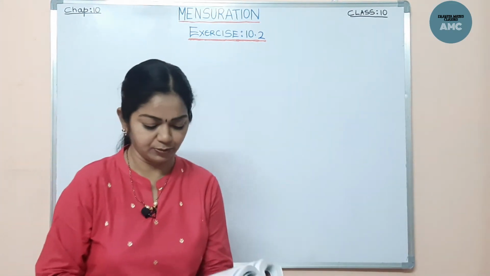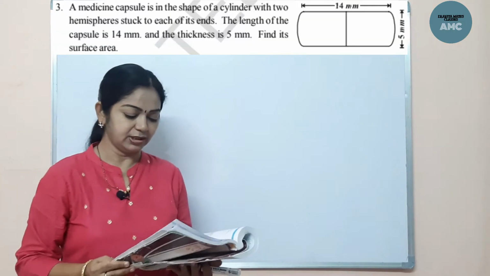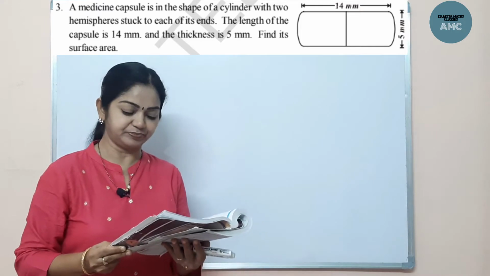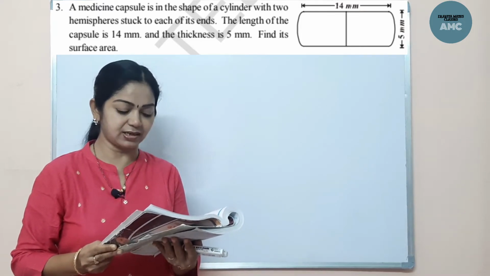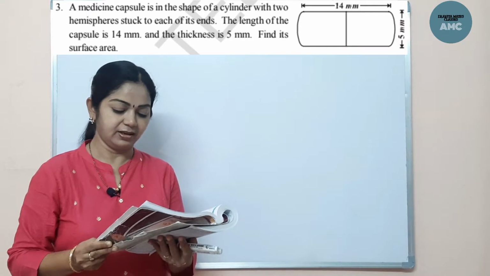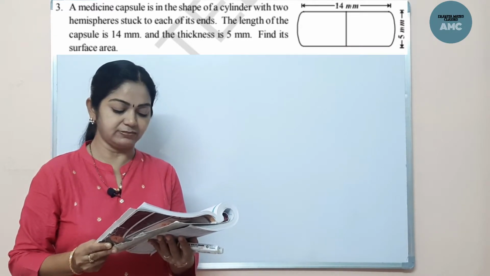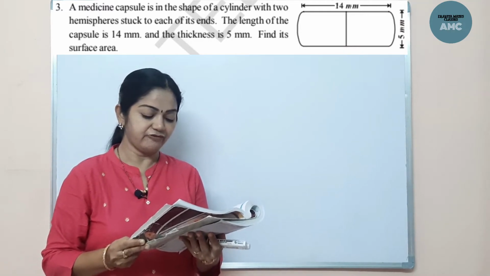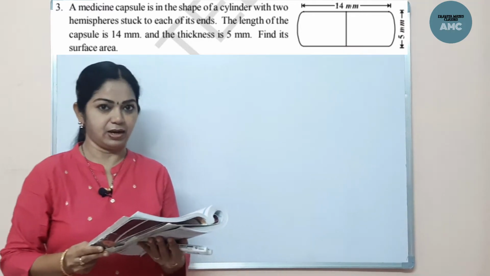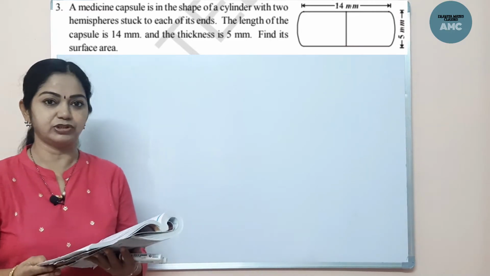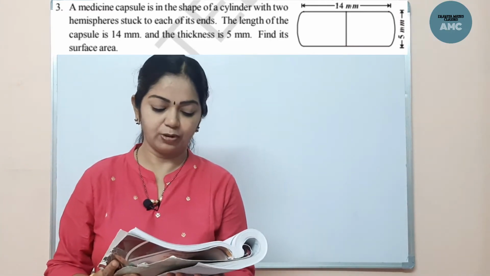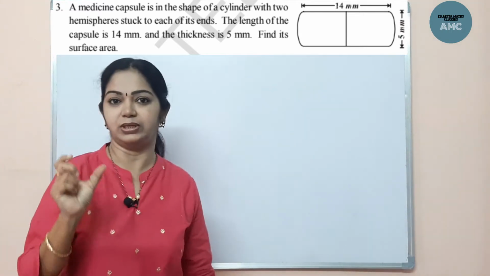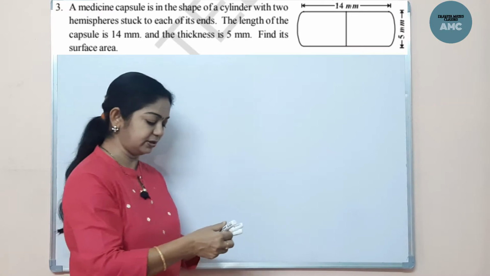I'll read out the problem for you. Problem 3: A medicine capsule is in the shape of a cylinder with two hemispheres stuck to each of its ends. The length of the capsule is 14 millimeters and the width is 5 millimeters. Find its surface area. Now, this is a combination of solid objects, right? A cylinder and hemispheres, like the medicine capsule.